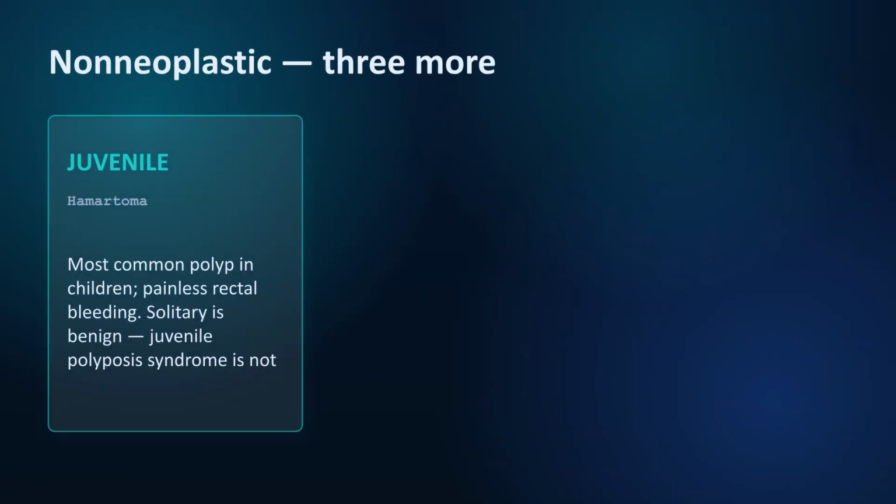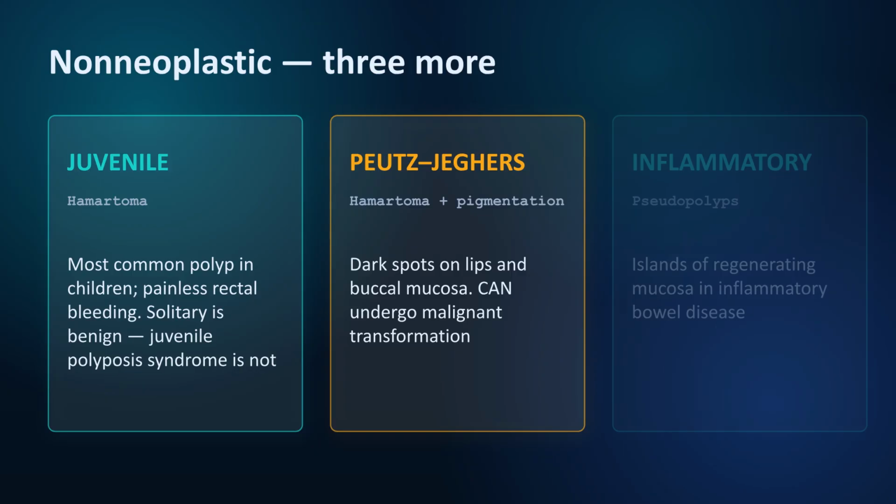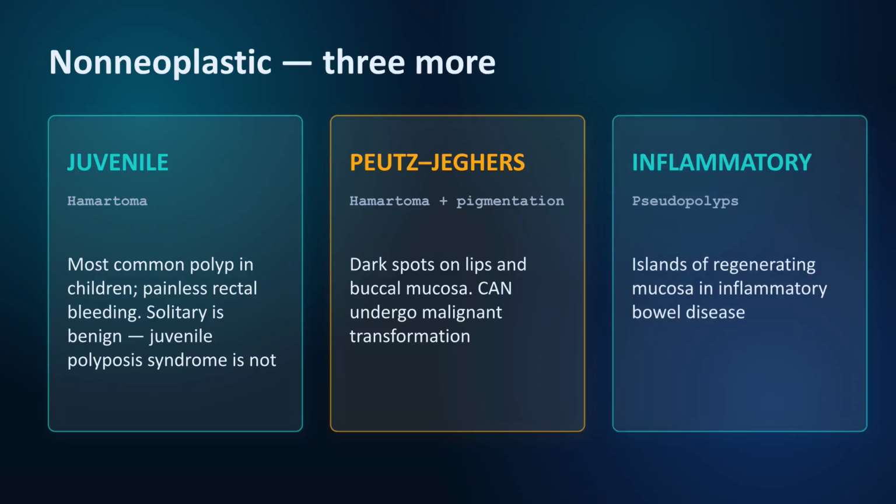Juvenile polyps are hamartomas. They are the most common polyp in children, and usually present with painless rectal bleeding. A solitary juvenile polyp is benign, but juvenile polyposis syndrome is a different matter entirely, and does carry cancer risk. Peutz-Jeghers polyps are also hamartomas, paired with dark pigmented spots on the lips and the buccal mucosa, and here's the exception to remember. These can undergo malignant transformation. And inflammatory polyps, also called pseudopolyps, are islands of regenerating mucosa left behind by inflammatory bowel disease. They carry no malignant potential themselves.